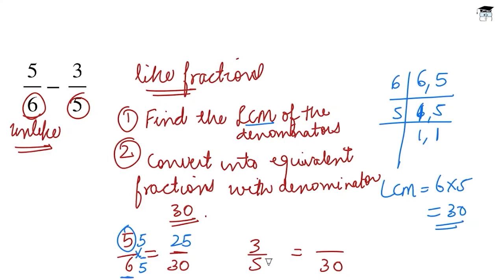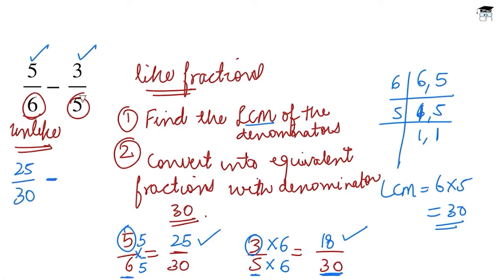So let's move on to the other fraction. Now by which number will you multiply 5 to get 30? Yes, it is 6. Then you have to multiply 3 with the same number, so it's going to be 18. Okay, so the next step is we have to write these equivalent fractions in place of these unlike fractions. So 5 by 6 will become 25 by 30 and 3 by 5 will become 18 by 30.